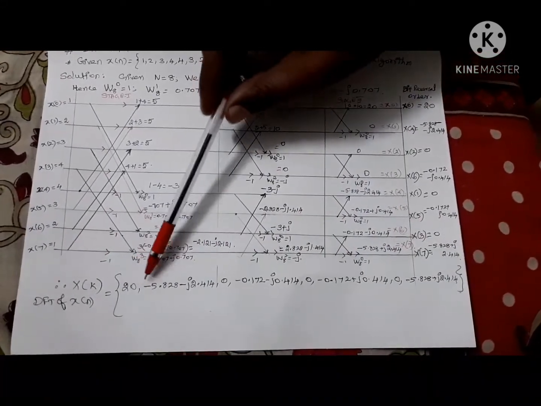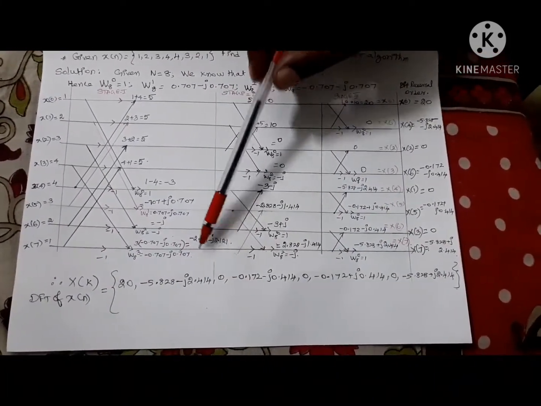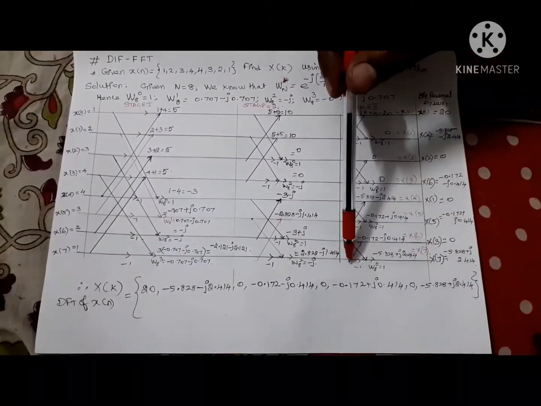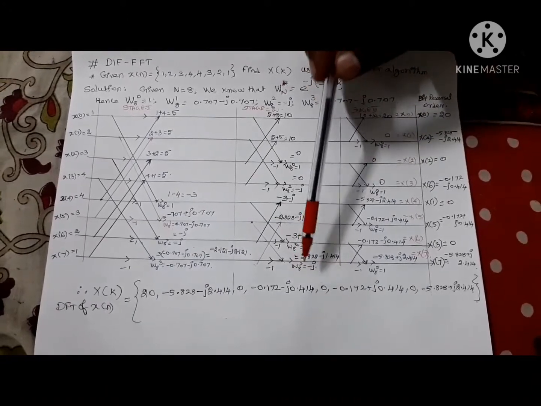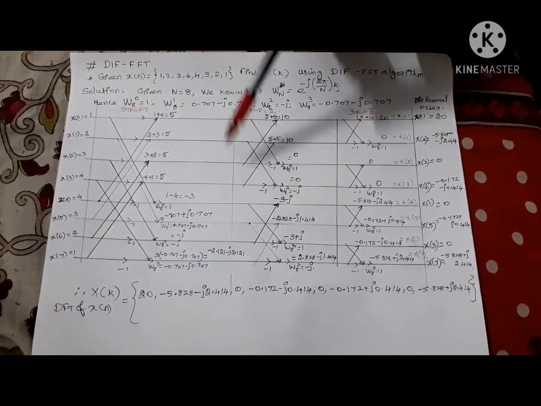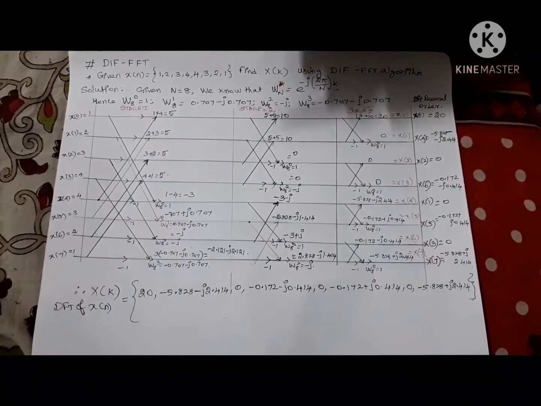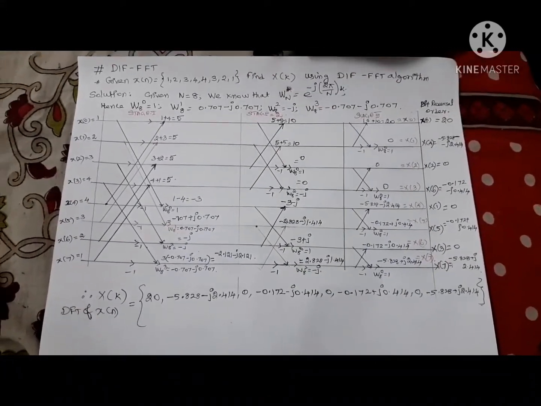So total output 8 values, because capital N is equal to 8, so given input 8, so output also 8. So like this way you can calculate for any number, that is, N equal to given 8 means you can calculate this radix 2 diagram for any input sequences, whatever may be.